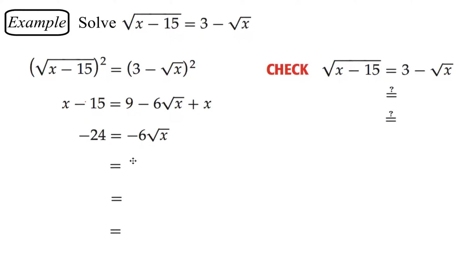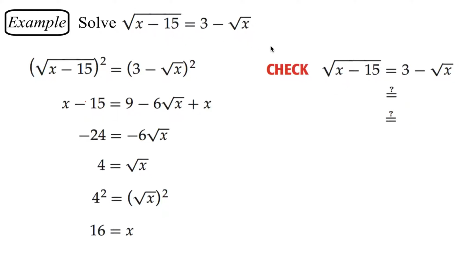Well, now we can divide both sides by negative 6, and that gives us a positive 4 is equal to the square root of x. And now we can go ahead and square both sides again, and we end up with x equals 16. Well, let's do our check now. Let's see if this is a valid solution.